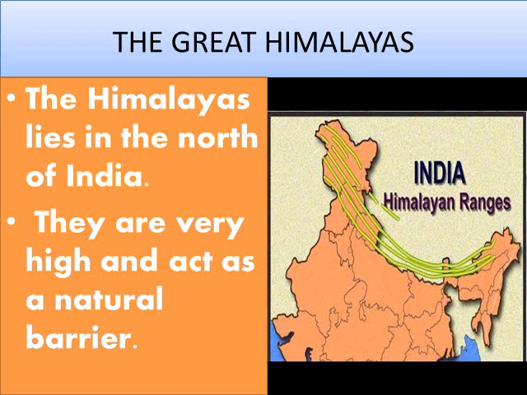Then they are very high and act as a natural barrier. So ये बहुत ऊंचे ऊंचे पहाड़ हैं, and during ancient time, even present time too, it acts as a natural barrier for invaders from the north. Nobody can enter India from this area because these are the mountains which act as a barrier, जो किसी को enter नहीं करने दे सकती यहाँ पे, because ये पहाड़ियाँ जो है वो बहुत ऊंची ऊंची पहाड़ियाँ हैं.